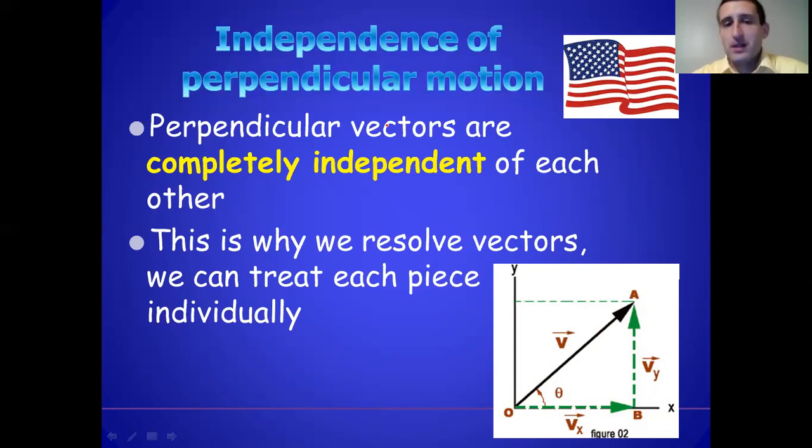It's not like we set it up this way because we wanted it to be that way. Again, we don't write the rules in science. We study nature. And this is the way nature is set up, that the vertical does not care what is going on horizontal, and the horizontal does not care what's going on vertically. They're totally independent and unaffected by one another.